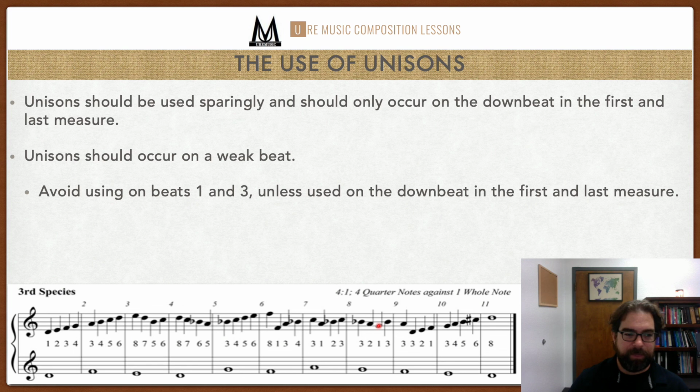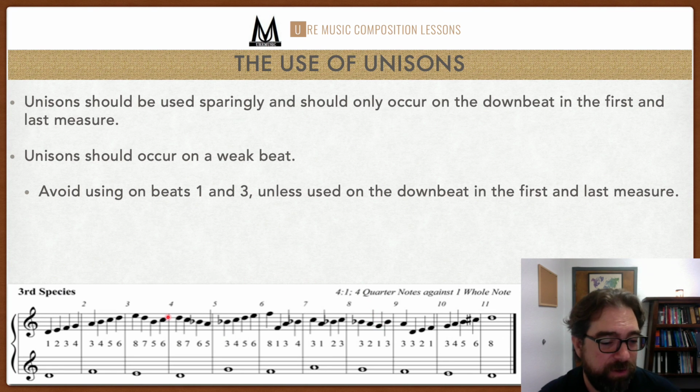Typically, you want them to occur on one of the weaker beats. And while the 3 is a weaker beat than 1, it's still stronger than 2 and 4. So we like to put the unisons on the weakest beats in the measure. So if we look at this example, that octave jump here, the unison's on a weak beat. Here, the unison is on a weak beat, beat 4.